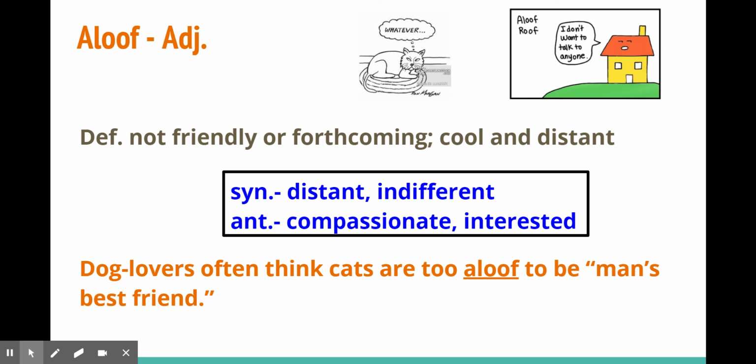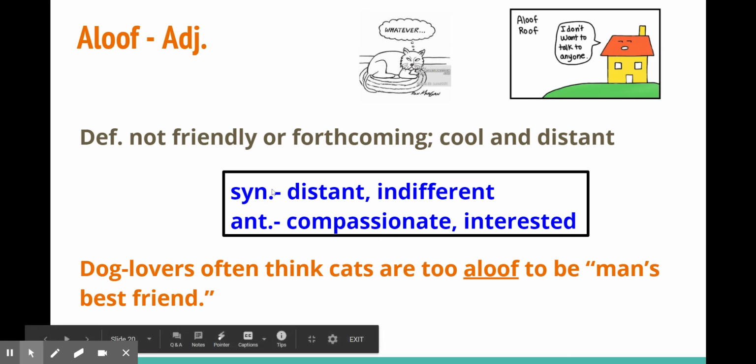Dog lovers often think cats are too aloof to be man's best friend, meaning they're not friendly enough to be considered man's best friend. So aloof is when somebody or something is not friendly. They're just more kind of calm and distant. Aloof.